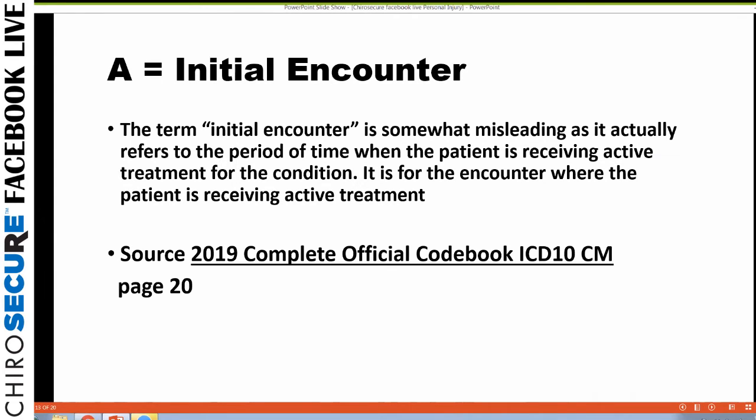The term initial encounter is somewhat misleading, as it actually refers to the period of time when the patient is receiving active treatment for the condition. It is the encounter where the patient is receiving active treatment. Well, think of it. What type of care does a chiropractor give? Active. You're treating. Therefore, during the whole course of care, it's likely to be the A.